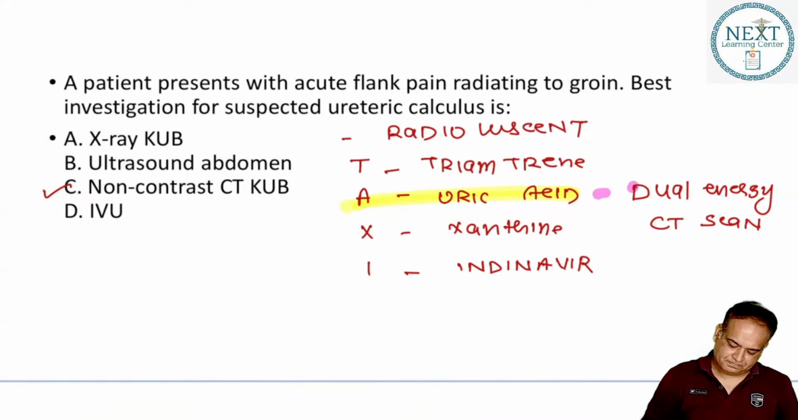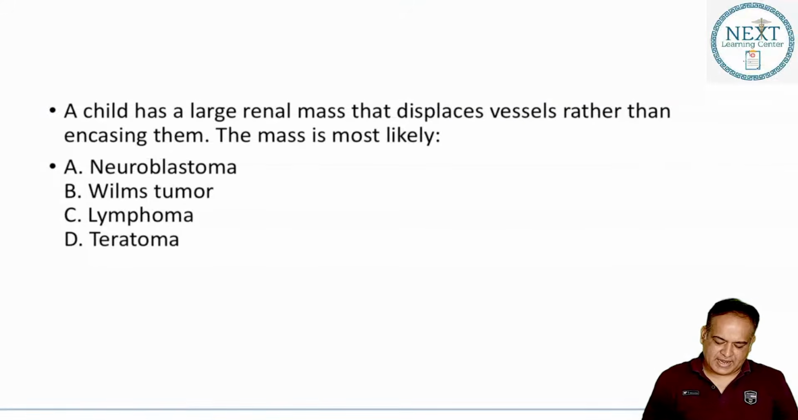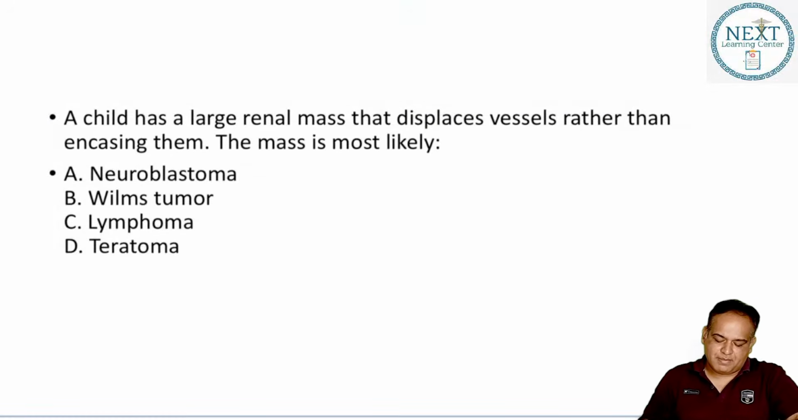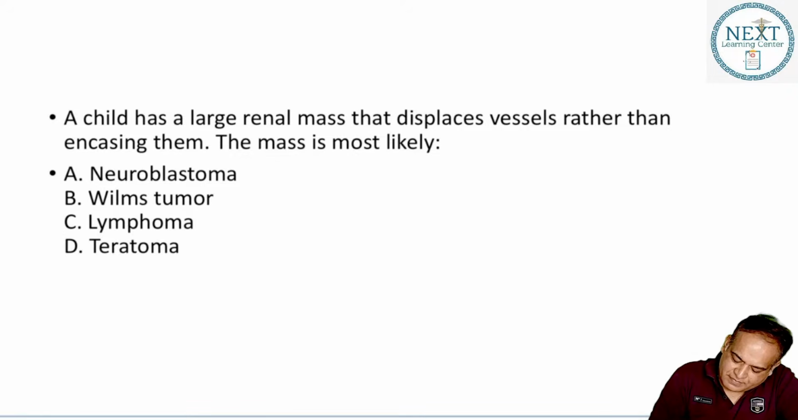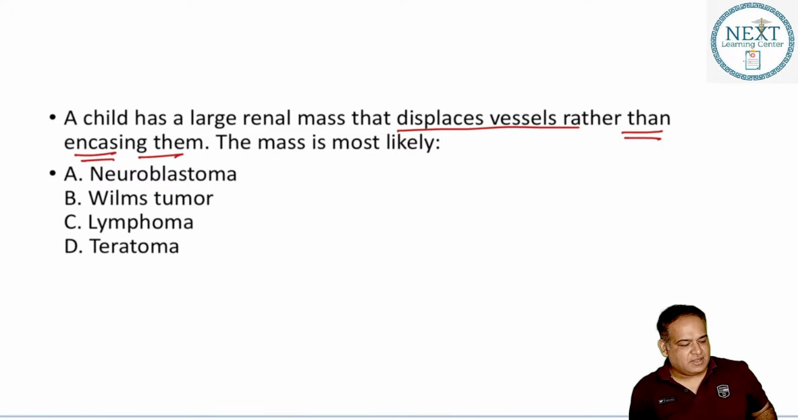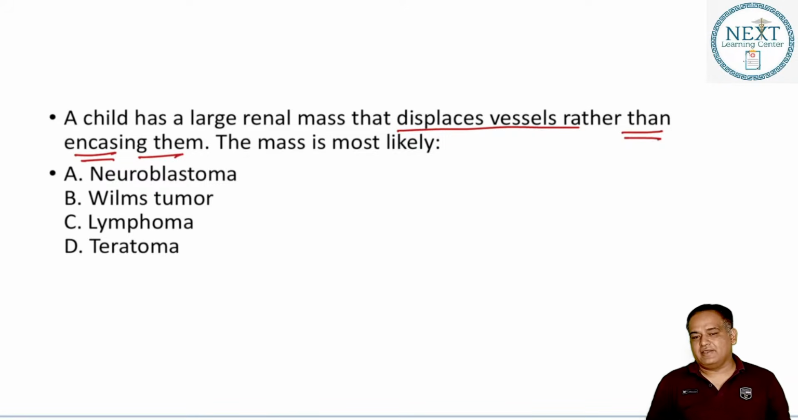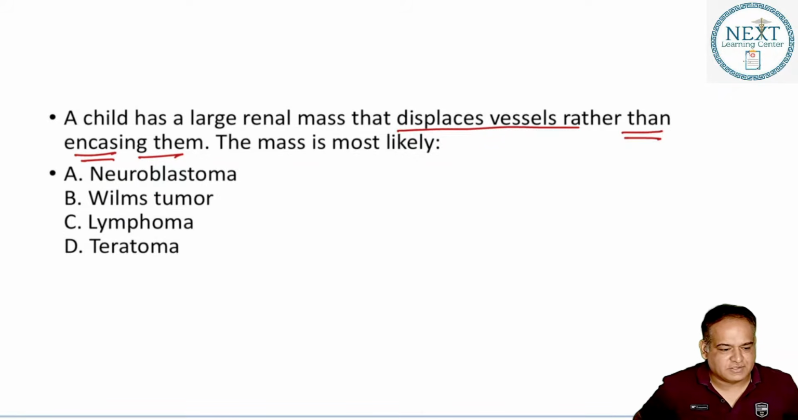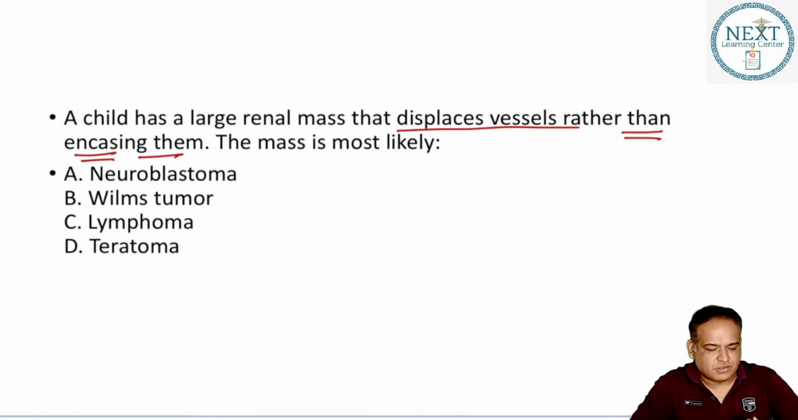Okay. A child has a large renal mass that displaces vessels rather than encasing them. The mass is most likely what? Anyone, please try to answer this question. Yes, Dr. Kush Parmar ji, please give the answer to this one also.